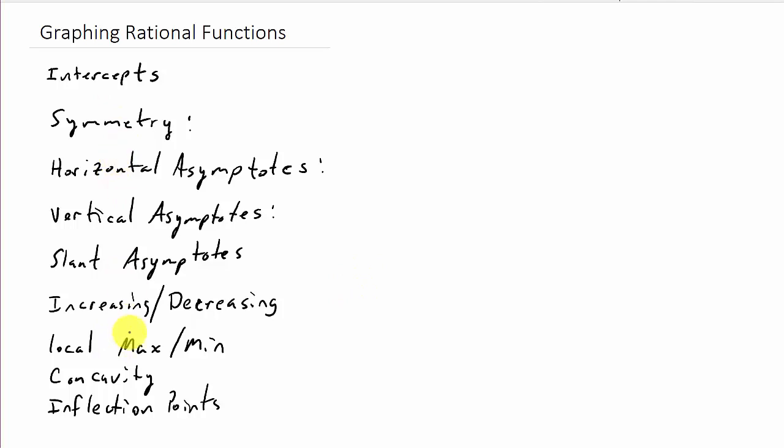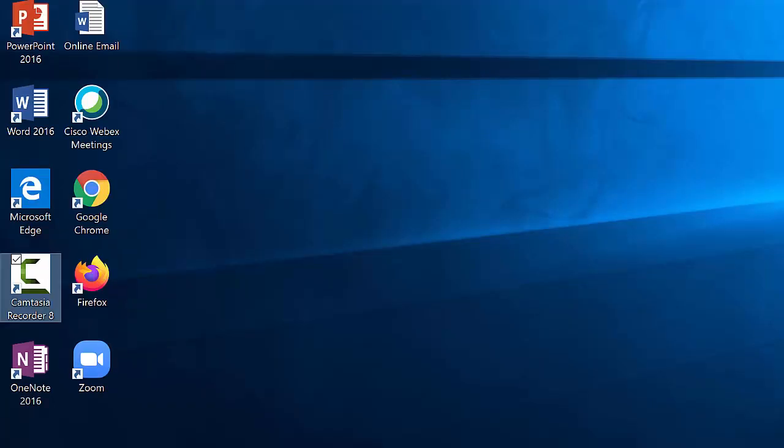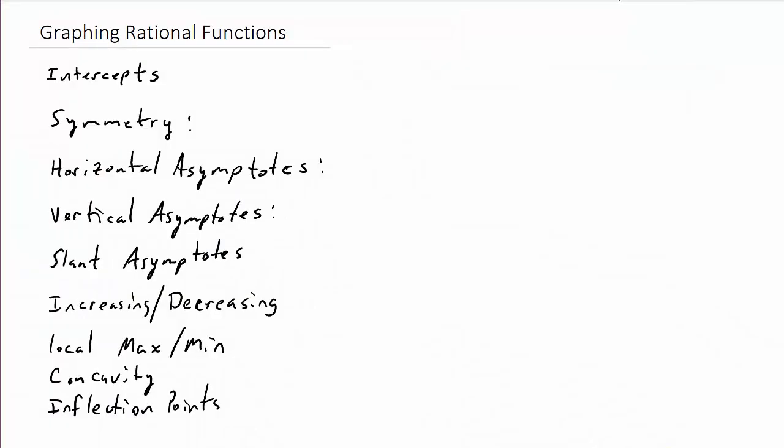We need to find our intercepts, our x and y intercepts. So remember, to find the x-intercept, you set the function equal to 0 and solve for x. And to find the y-intercept, you just plug 0 in for x and evaluate it. And that gives you your x and y intercepts. You should know how to do that. That's from algebra. All right, and then we look at symmetry.